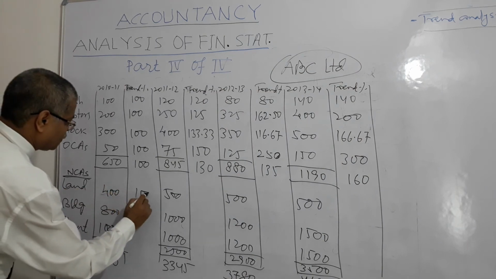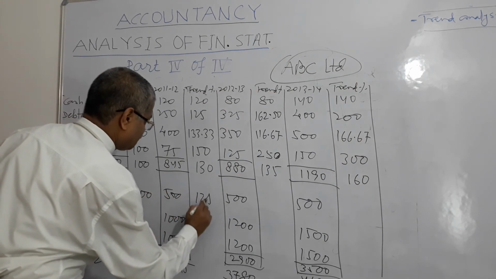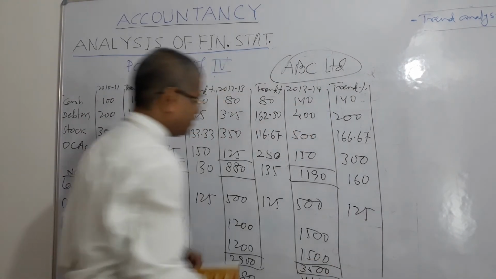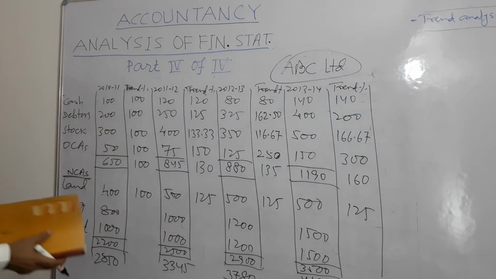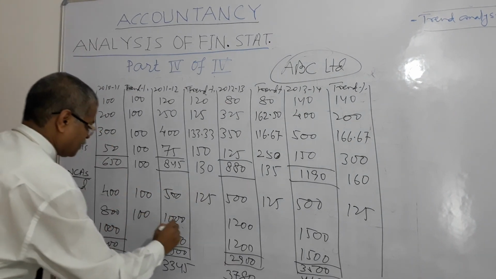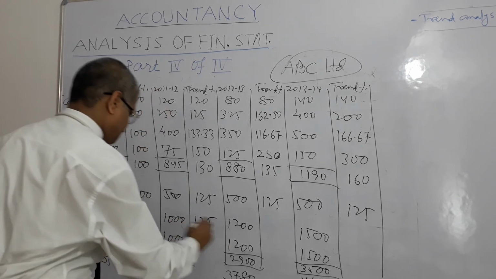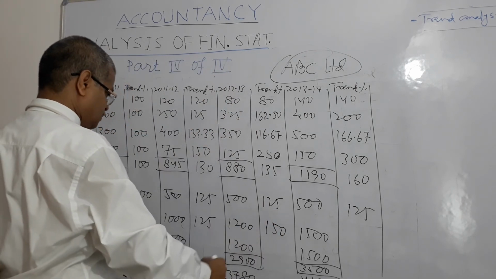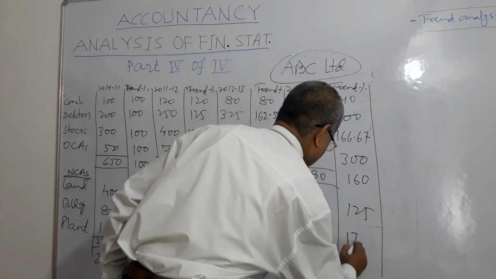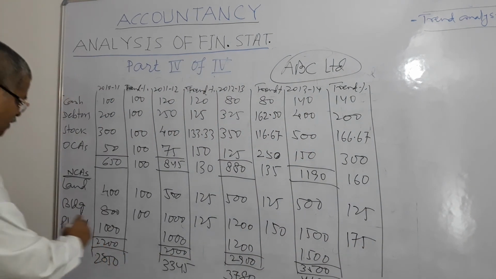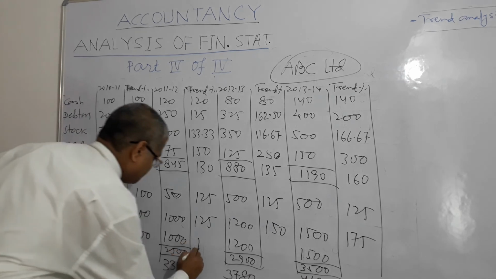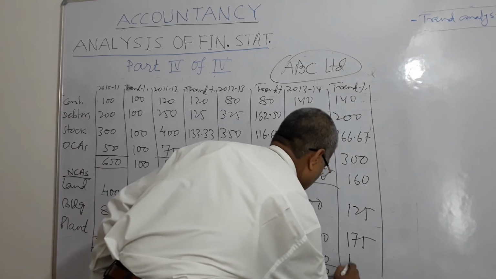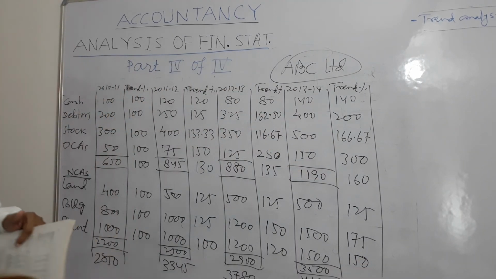So this 400 is equal to 100. It becomes 500, so 125. It remains 500, so it remains 125. 800 first year is 100, it becomes 1000, 125, it becomes 1200, 150, it becomes 1500, right? So you can say around 175 or whatever. 1000 first year is 100, it remains 1000, it becomes 1200, so 120, becomes 1500, so 150.